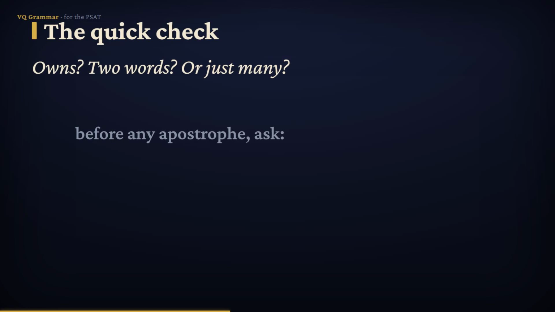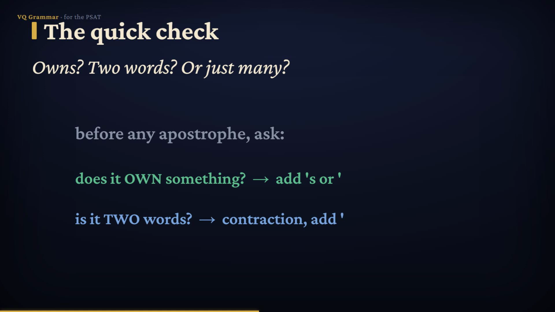So here's your quick check. Before you write an apostrophe, ask 3 things. 1. Does this word own something? If yes, it's a possessive, so add apostrophe s, or an apostrophe alone for a plural ending in s. 2. Is it really 2 words, like it is or do not? Then it's a contraction. 3. Does it just mean more than one? Then it's a plain plural with no apostrophe at all. Owns, 2 words, or just many.